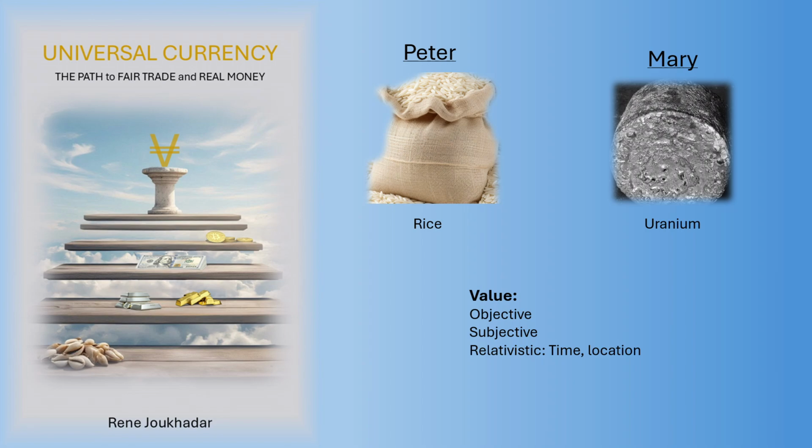Subjectively, they can assess value based on whether they like the taste or the texture of rice, or whether someone has an allergy to it, or the concern for cancer if Peter decided to make a pot made of uranium to cook the rice. Relativistically, with respect to time, 200 years ago there was no value for uranium since there was no way to make good use of it.